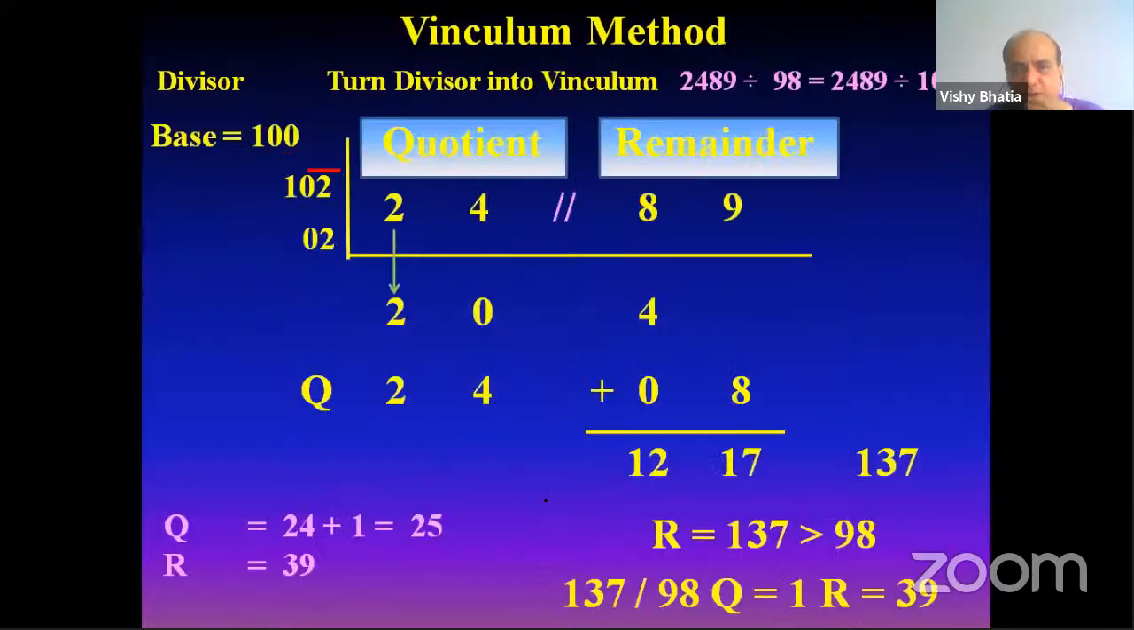Okay, the Vinculum method. Turn the divisor into Vinculum form. 2489 divided by 98. I'm not changing the dividend over here. In the subsequent slide, I'll show you how I've done that. 98, if you know the Vinculum method, 10 minus 8 is 2 bar and 9 becomes a 10. I have a 1 in the beginning. So I use method number 2, the transpose method now. Again, my base is 100 because 102 bar is close to 100.